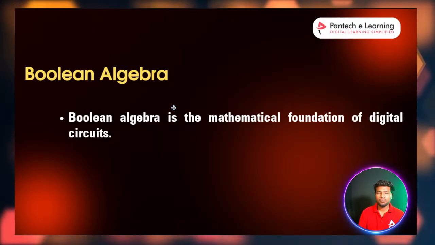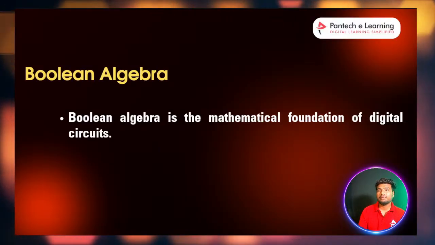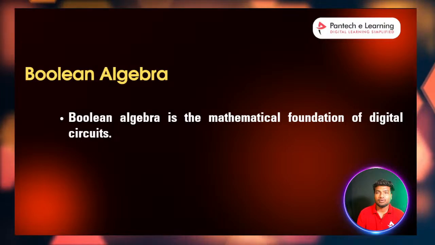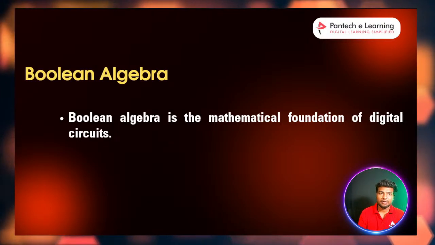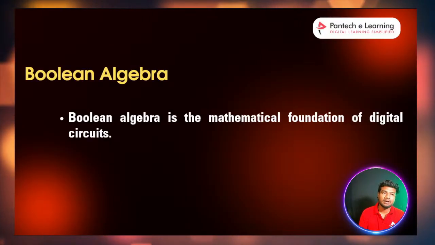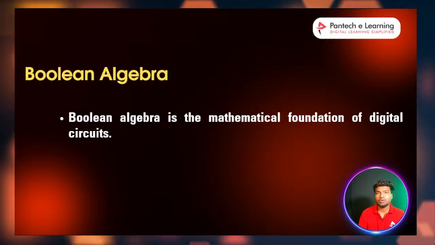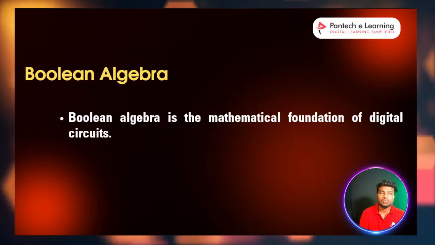Coming to Boolean algebra, this is a very important topic. We have a lot of circuits. We can make circuits by using logic gates, like the AND gate or the OR gate. But if you want to reduce the circuit size, you have to follow Boolean algebra.